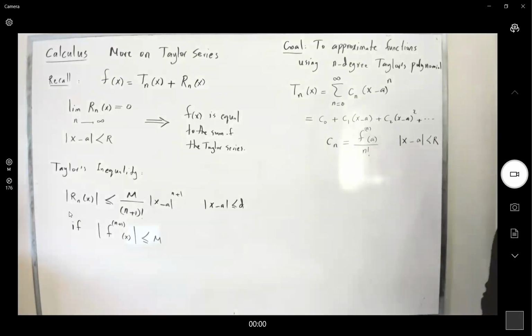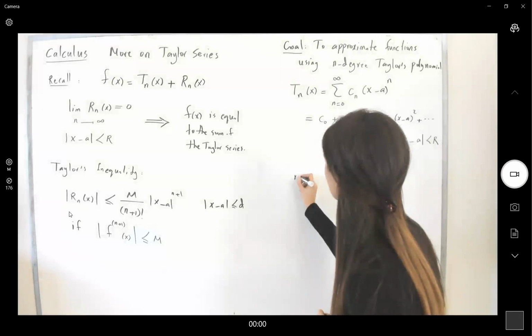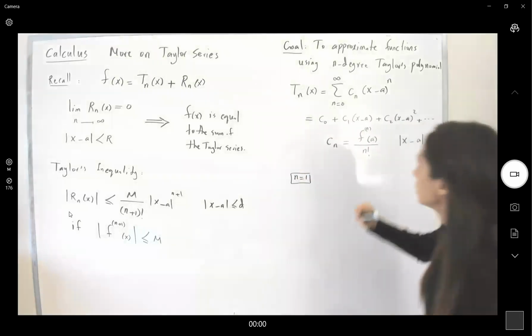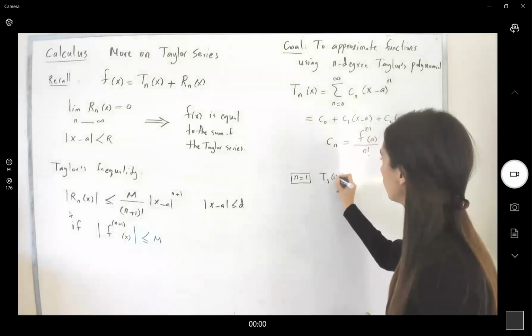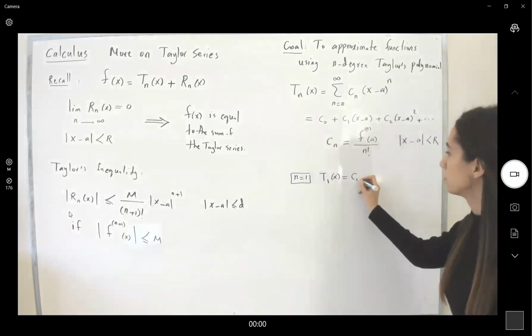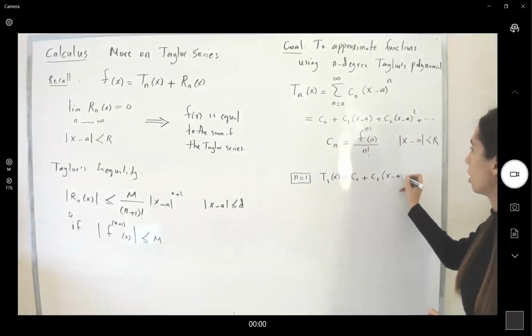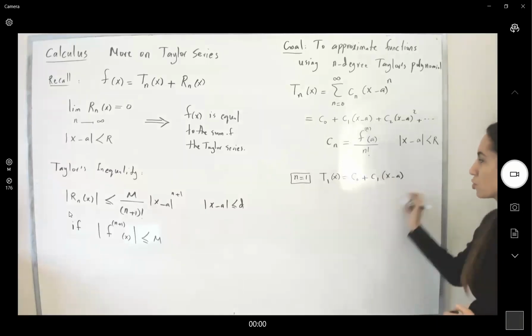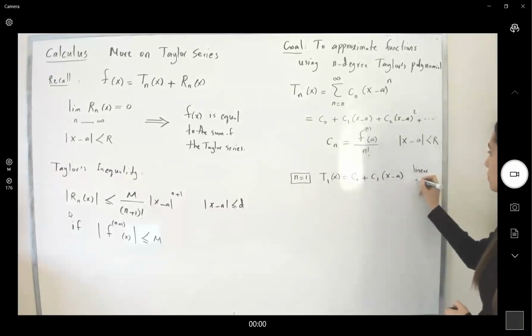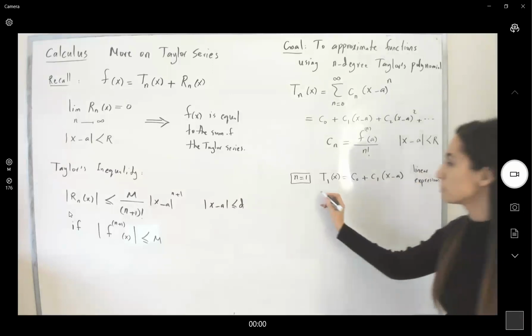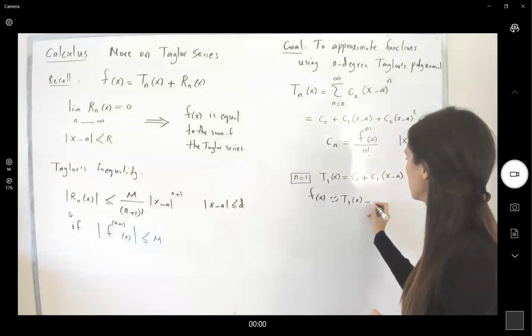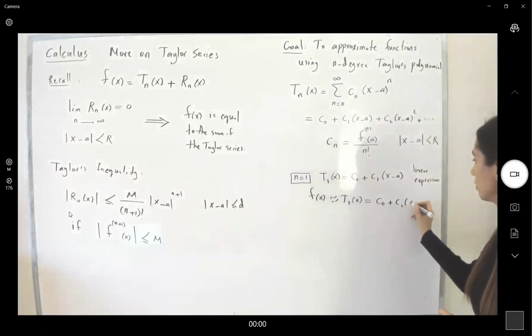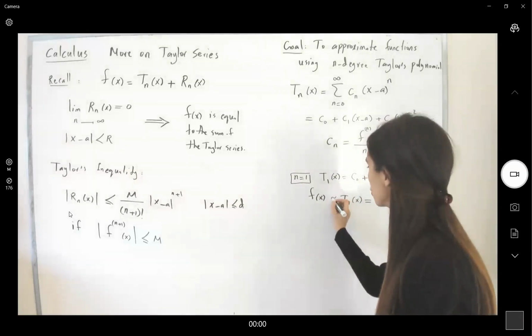Perfect. If n is equal to 1, it means that you're just working with the first two terms. T sub 1 of x is equal to C sub 0 plus C sub 1 times x minus a, which is just a linear expression. So our function can be approximated by this linear expression, T sub 1 of x, which is C sub 0 plus C sub 1 times x minus a. This is an approximation.